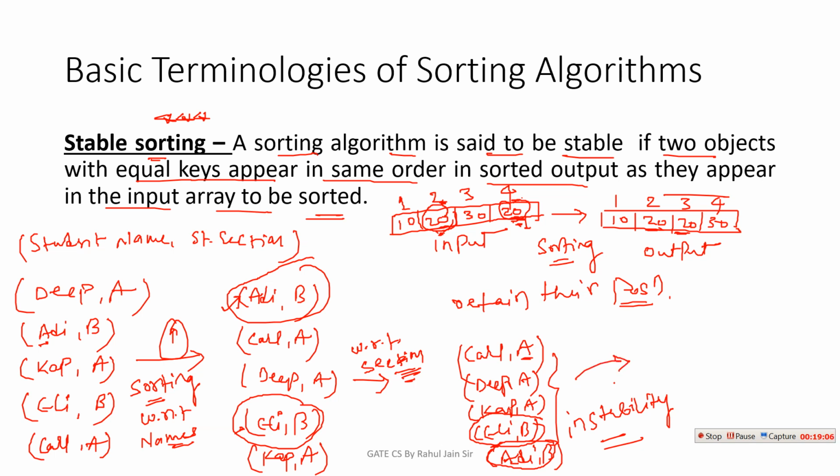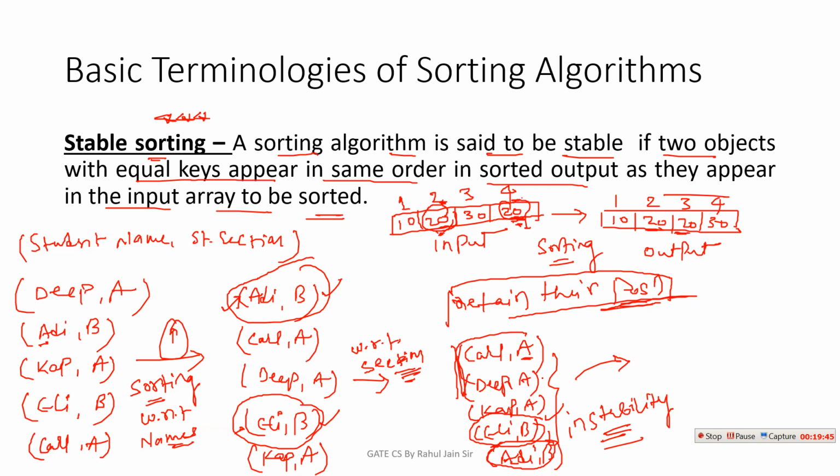If our sorting is a stable sorting, then I will get Adi first and then Eli, because equivalent elements with respect to section should retain their position. Retaining their position means if Adi is first, it should remain before Eli, right? But I may get the other output when my sorting algorithm is unstable. If my sorting algorithm is stable, I will get Adi first and after that Eli. I think it is clear to you guys.